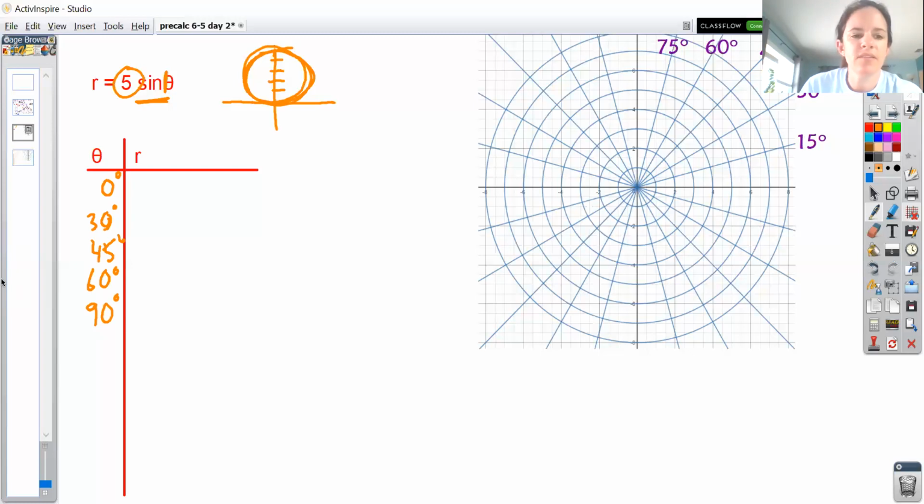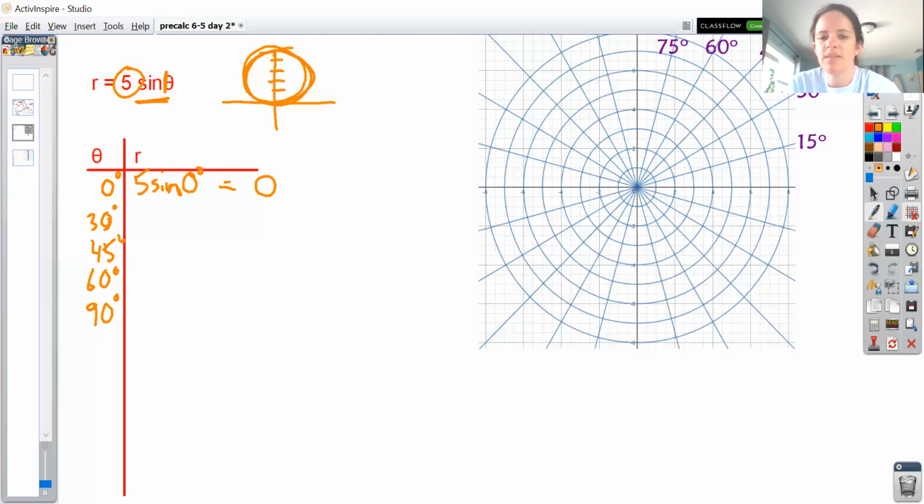So then when theta is 0 degrees, r would equal 5 times the sine of 0 degrees. But the sine of 0 degrees is 0, because you know that from your unit circle. And so this would equal 0.